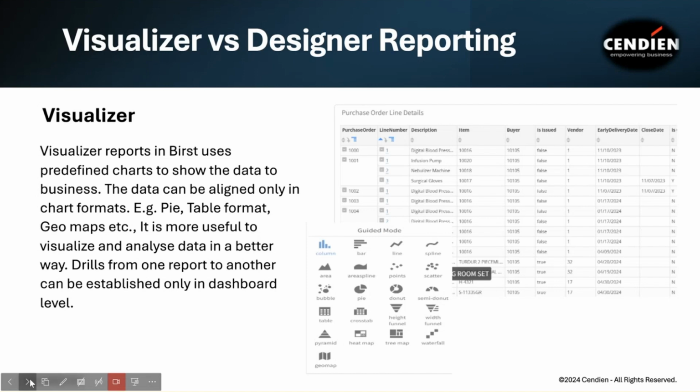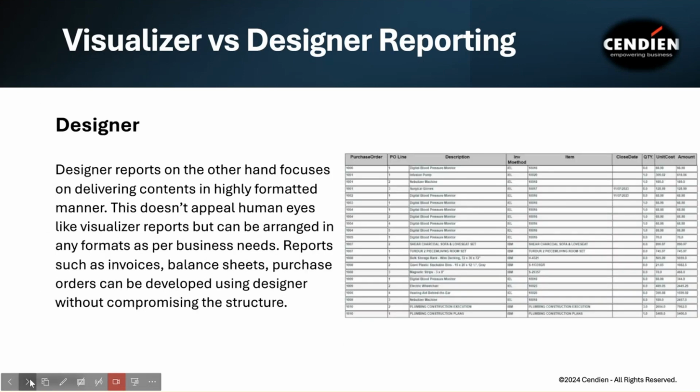Let's say the user wants to see regional level sales data. GeoMap is the best option. It showcases the sales amount per region on a geographical map rather than a boring table format. Likewise, we can use any chart type based on the data available. Apart from these chart types, we have an option to import charts from Google as well to present the data. So we can move to designer reporting.